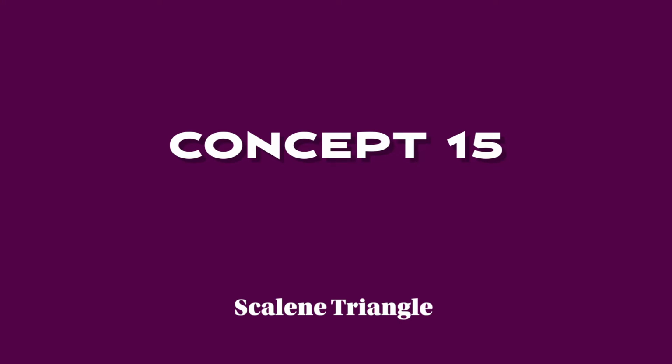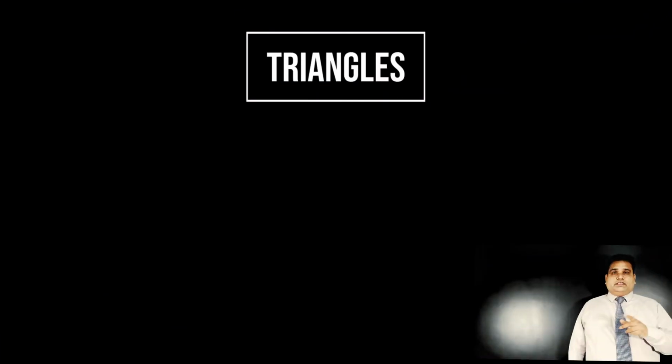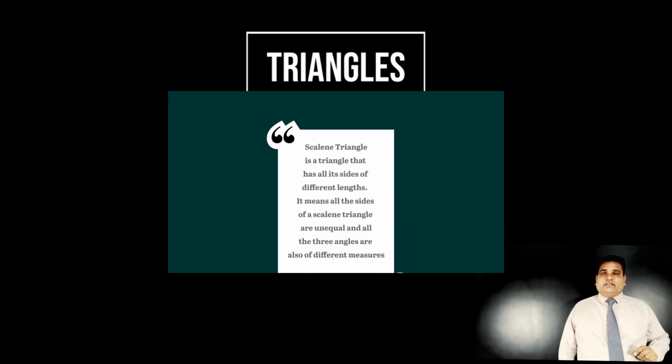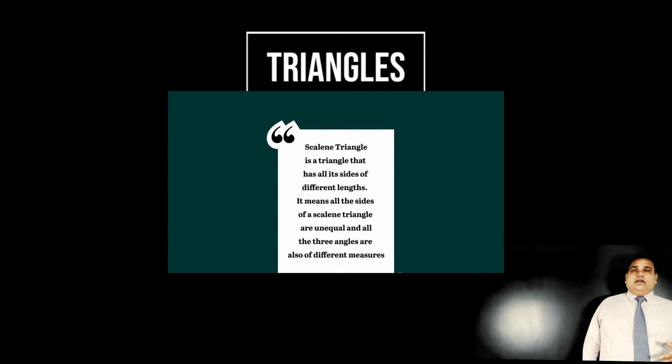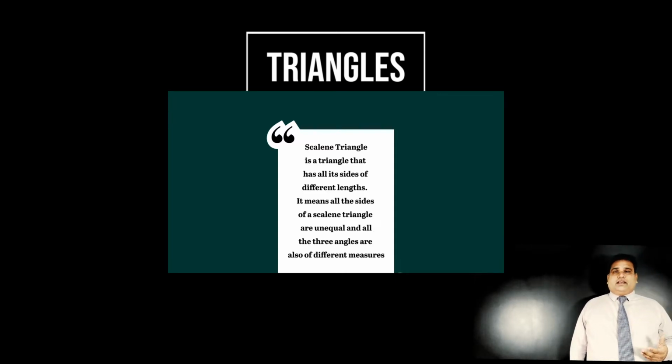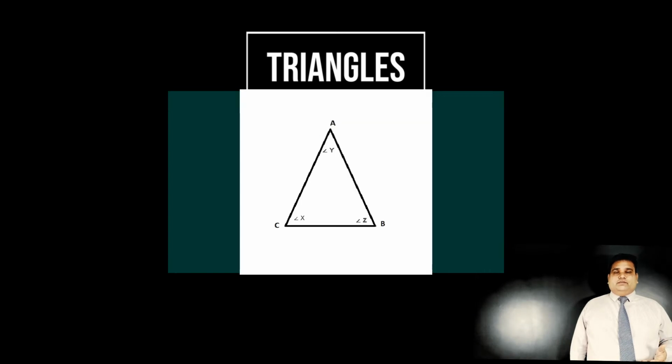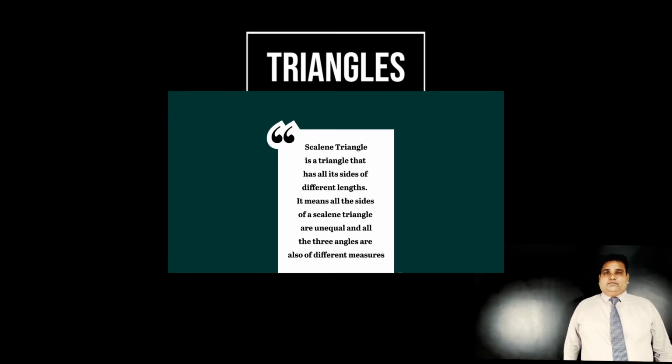Concept number 15, scalene triangle. So what is a scalene triangle? A triangle that has all its sides of different lengths. It means all the sides of a scalene triangle are unequal and all three angles are also of different measures. Meaning the values of all three sides will be unequal and the values of all three angles will be unequal. That kind of triangle is known as a scalene triangle.